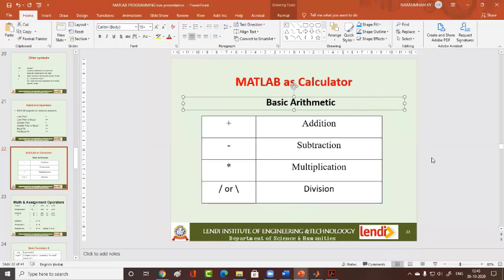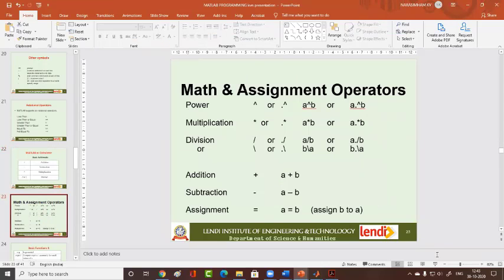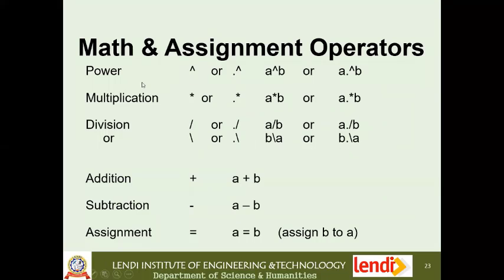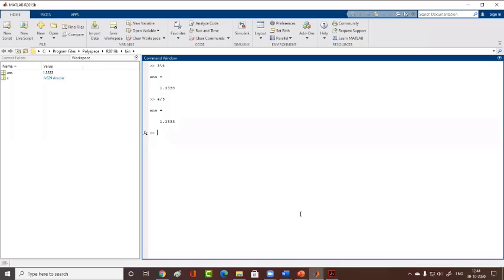Now coming to the next slide. Now observe. So here multiplication is already discussed. Left division, right division is already discussed. We have another type of operators we will discuss one by one. Addition, subtraction, multiplication, division are already discussed. Now coming to assignment operator. Note down, very, very important point, assignment operator.